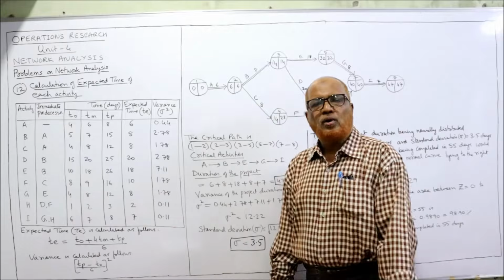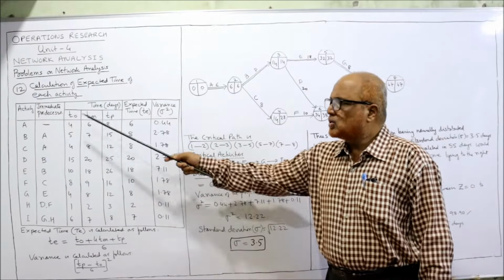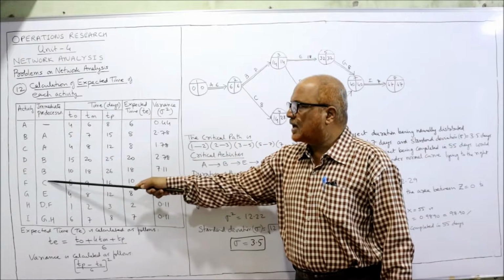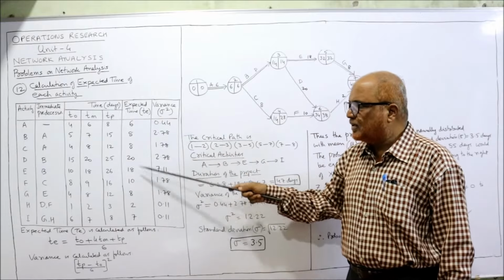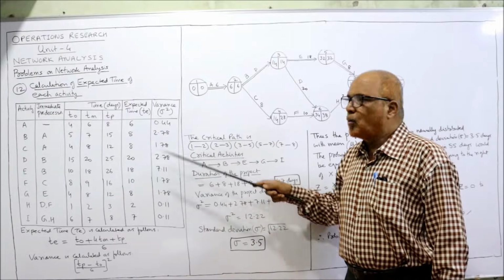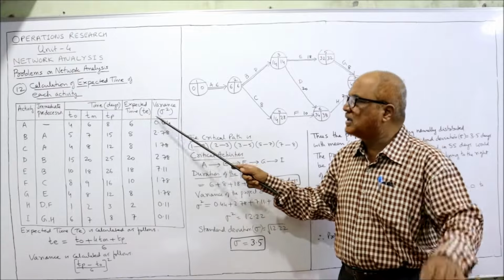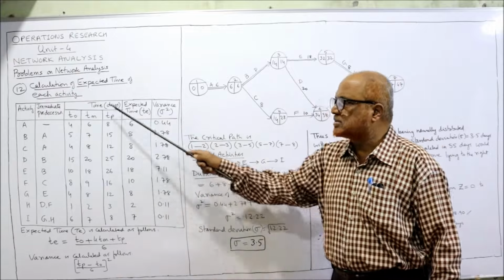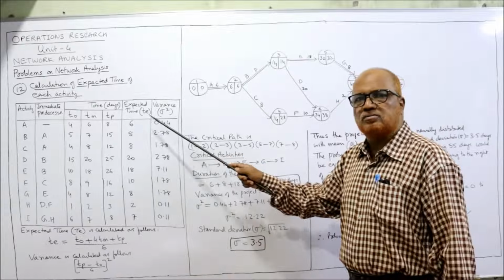So, first of all, we have to find out the TE values and variance. First column activity, predecessor activity, TO, TM, TP, expected time; this we have to find out. Then we have to calculate variance. Once we calculate this expected time and variance, we are not concerned with these time estimates, TO, TM, TP. We don't require them. We only need this one.